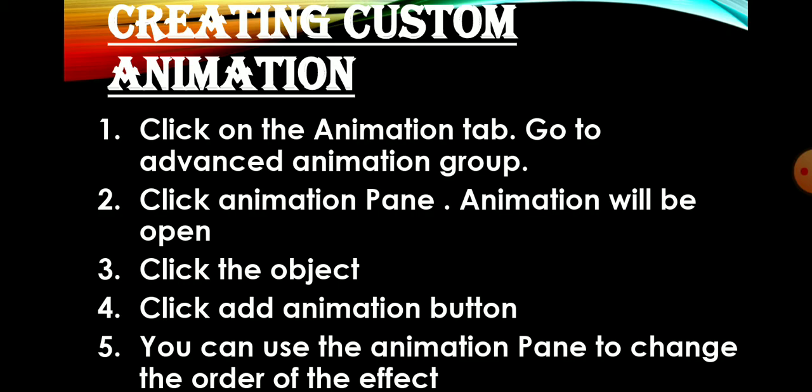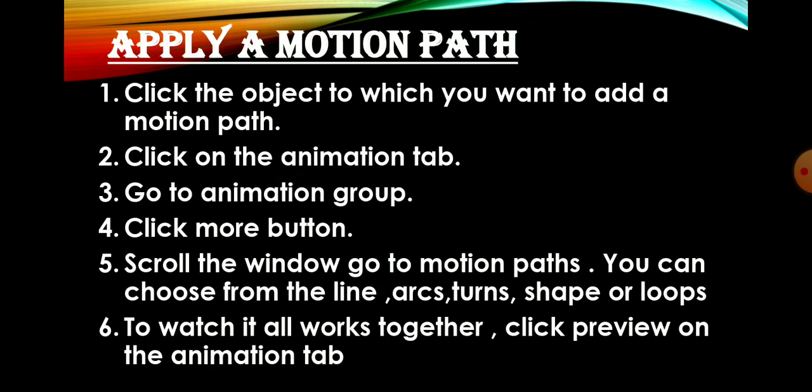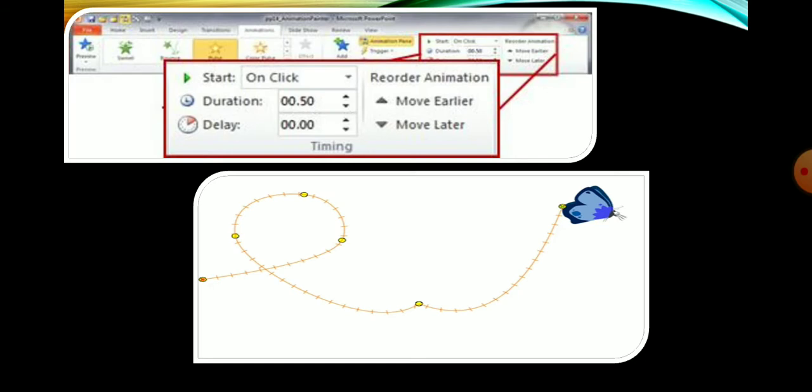Now next is how to apply a motion path. It is a very important point. Students, look here and listen. Click the object to which you want to add a motion path. The center of the object or text will follow the motion path that you apply.